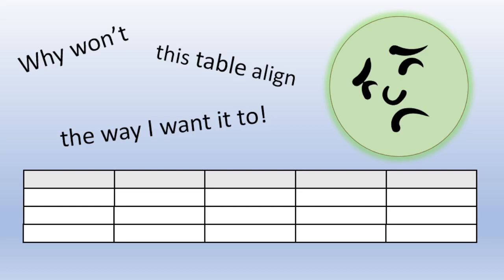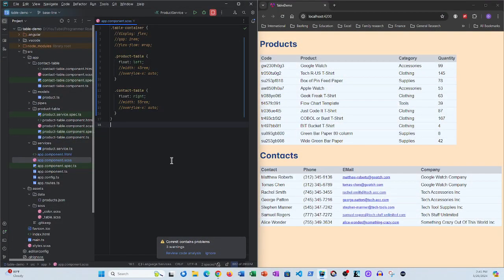Okay, in this video, I'm going to talk about styling a table the way you want it to be styled. Well, in the past, how we did this is we would use float right and float left. That's not necessarily the right way to do it now. So let's demonstrate how this works.